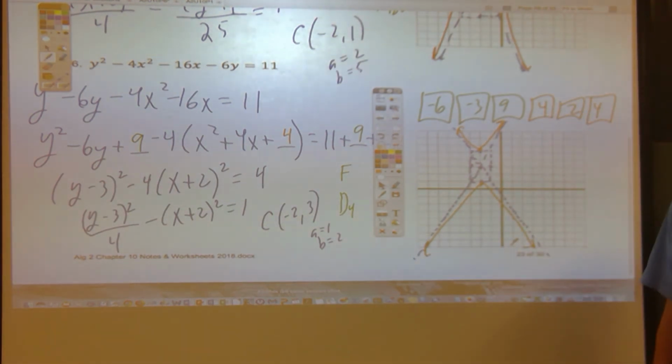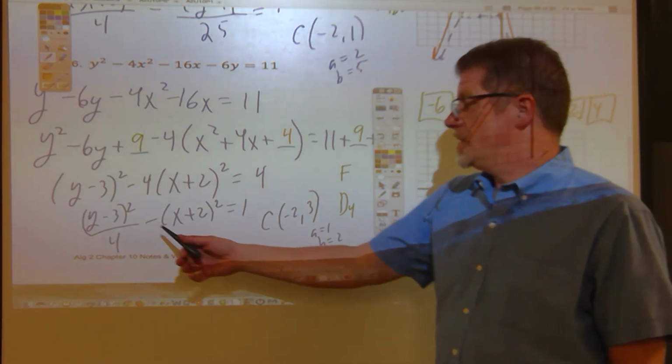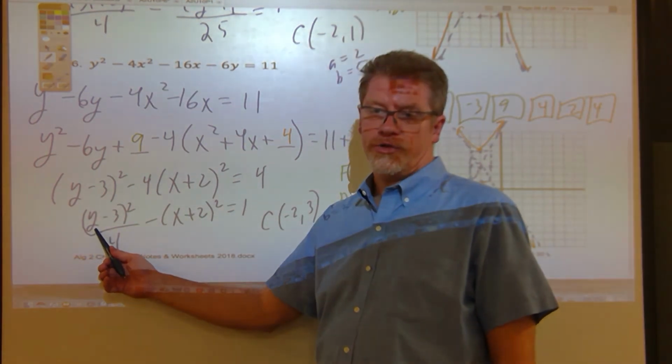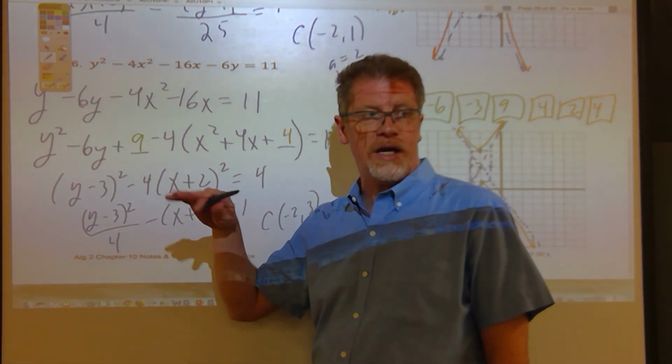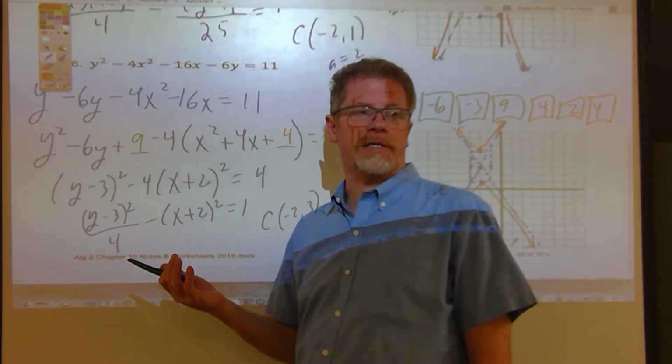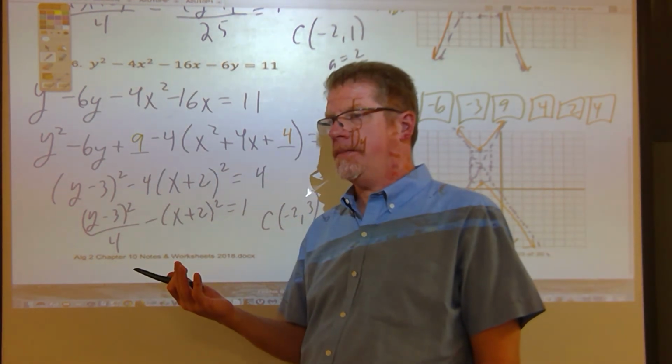Any questions on number 6? Andrew? Why is it a y hyperbola? Well, it's because the y term is positive. When the y term is positive, it's a y hyperbola. When the x term is positive, then it's an x hyperbola.